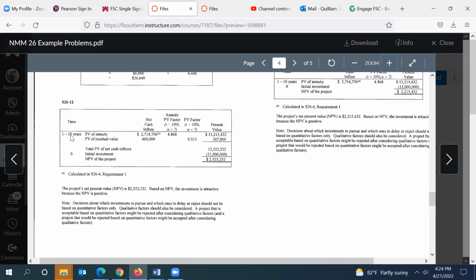By the way, they have a typo. This says 1 to 10 years. That should say 1 to 7. And this next figure should be 7 as well. Well, I'll tell you where the 10 came from. In the last edition of the book, the project had a 10-year useful life. So they forgot to change that to 7. But all these calculations involve 7 years, so we're okay.